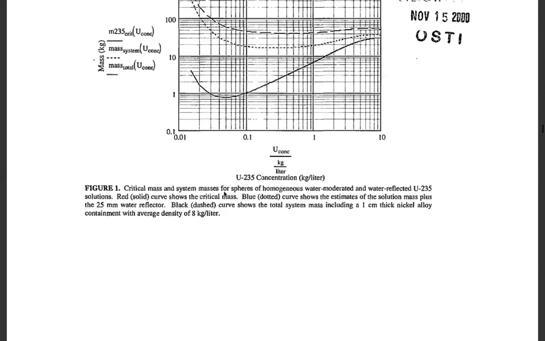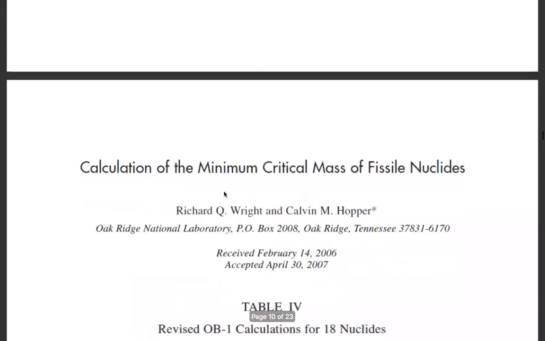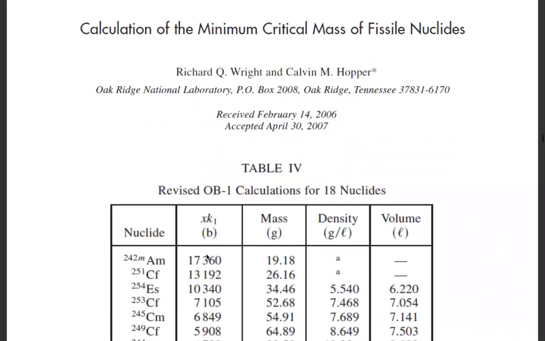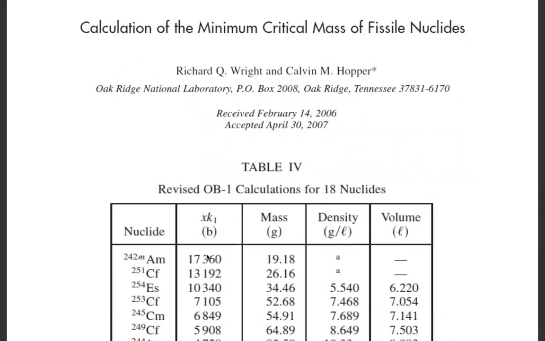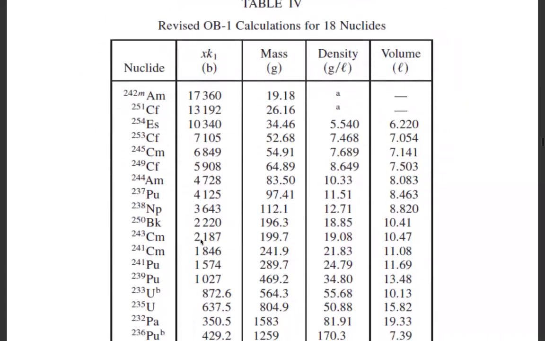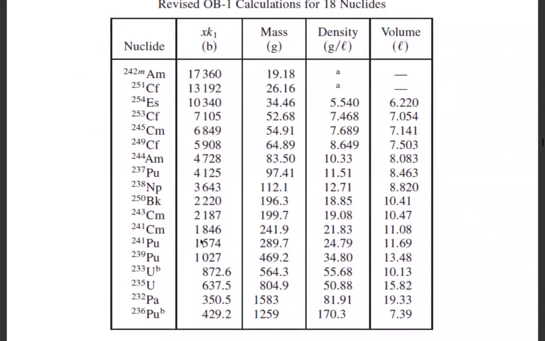Okay, so that's one paper that I wanted to show you. Now let's come to the second paper, which is "Calculation of the Minimum Critical Mass of Fissile Nuclides." This is by Wright and Hopper, and it's an Oak Ridge National Lab contribution. They have a model called the OB1 model. You know that actinides, if I remember right, have atomic numbers going from 89 up to 103, and there are 15 actinides beginning from actinium going to lawrencium, I think, if I'm right.